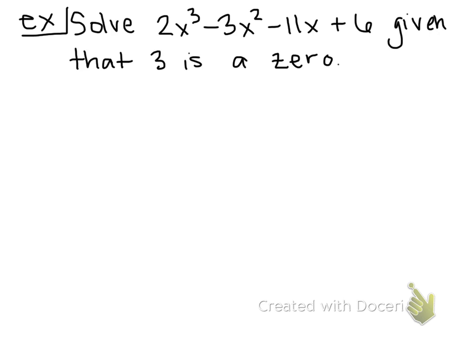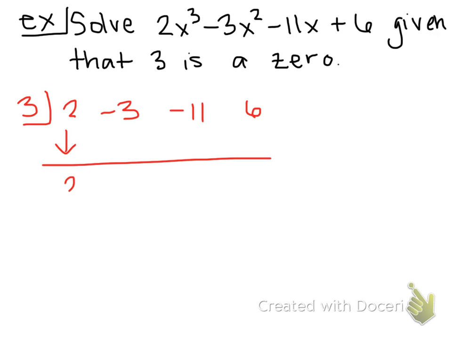So for today, I'm just going to give you the 0. But eventually, you're going to have to figure out what number gives you 0, and that's why the remainder theorem is a benefit. So because 3 is a 0, I'm going to put 3 in the box. We write out our coefficients. So I have 2, -3, -11, and 6.